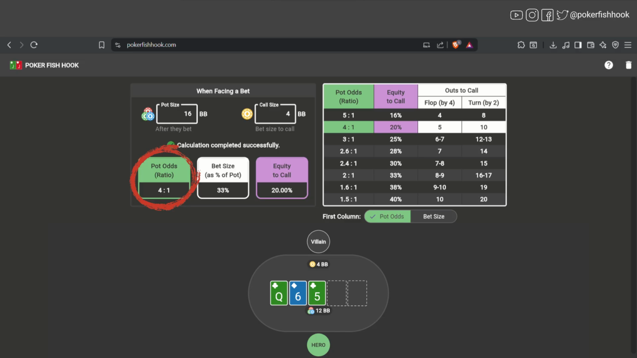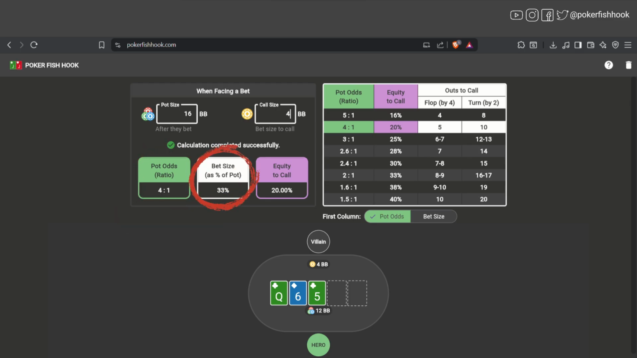Pot odds represent the ratio between the size of the total pot and the size of the bet we are facing. In other words, we have to risk 4 big blinds to be able to win 16. 16 is 4 times 4. So, in this case, our pot odds are 4-1.